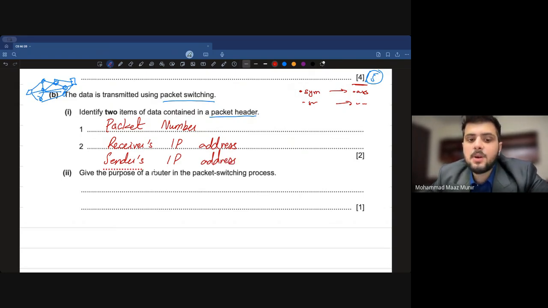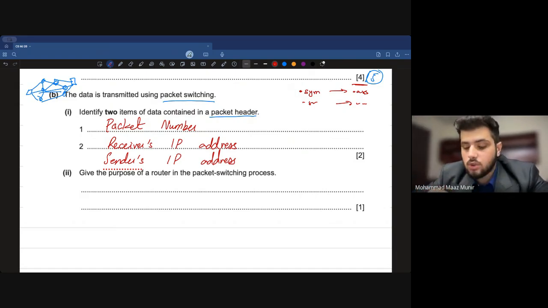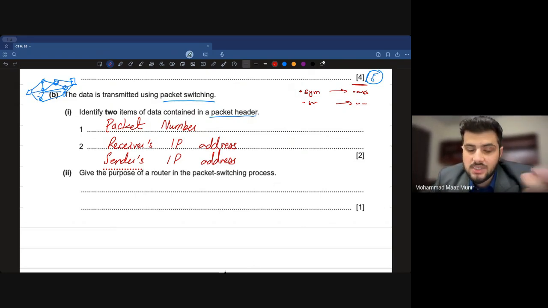Then it says give the purpose of a router in the packet switching process. So what does a router do? Remember, firstly, it chooses the more efficient route. A packet goes to a router, and then at that point they make a decision, okay, what's the shortest one? So it chooses the most efficient route, then sends each packet towards its destination, and it generally controls the route the packet takes. So we can say that it sends packet towards each destination.